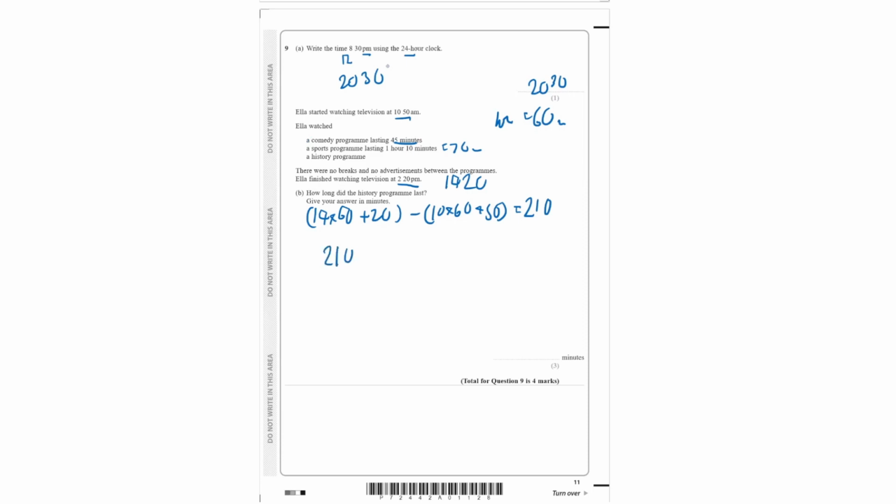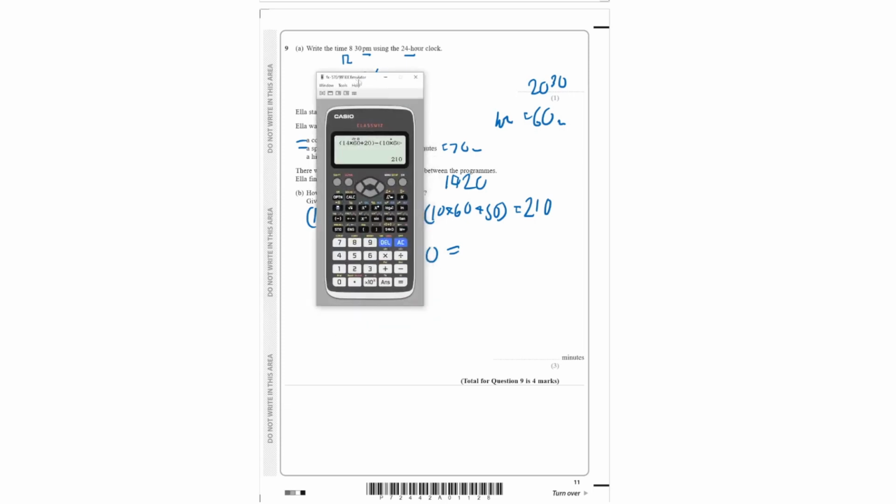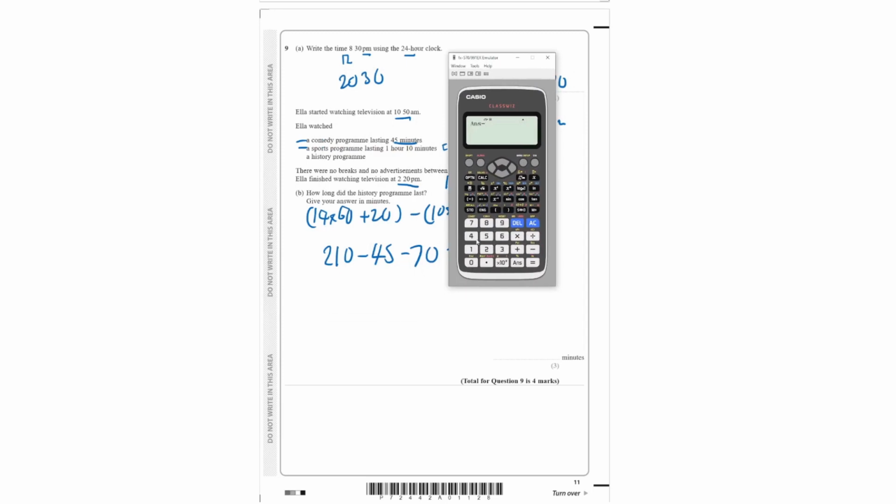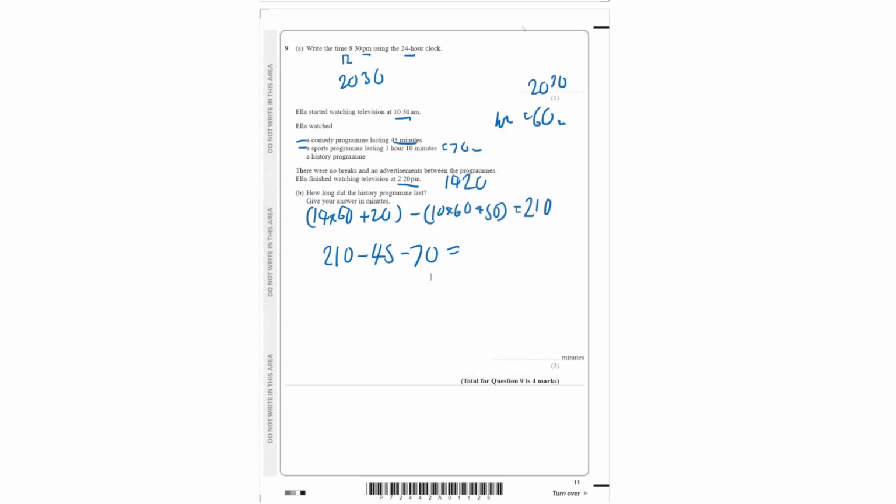So we can write here 210, which is the total, subtract the comedy program, so 45, subtract the sports program, which is 70 minutes. We can then get the duration of the history program. So if we use our calculator here, we simply have 210 minus 45 minus 70, which gives us 95 total minutes.